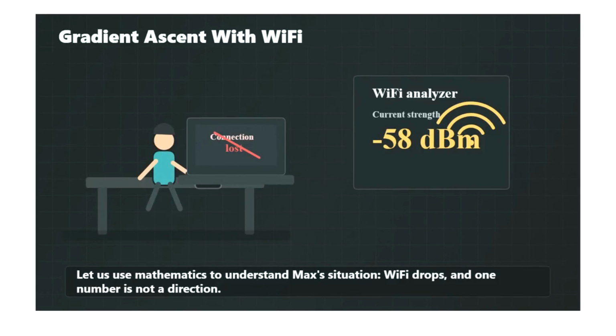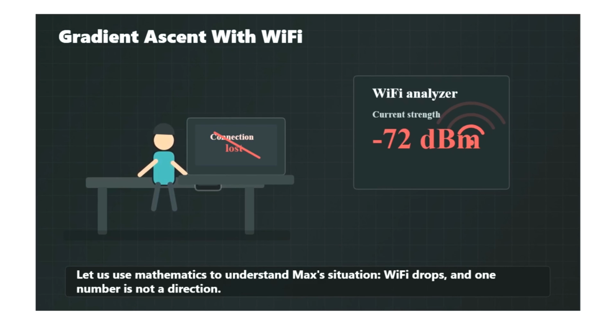Let us use mathematics to understand Max's situation. Max is studying, and suddenly the Wi-Fi becomes weak. His phone shows one number for the Wi-Fi signal strength at his current location. In Wi-Fi, signal strength is shown with negative values, so a value closer to 0 is stronger. For example, minus 58 dBm is better than minus 72 dBm.